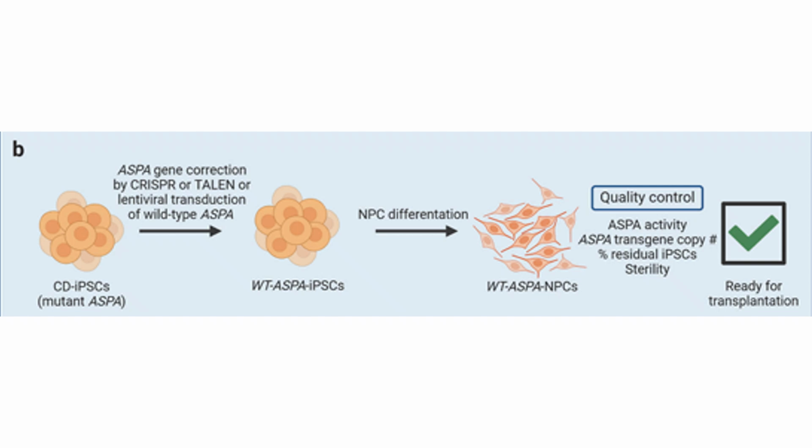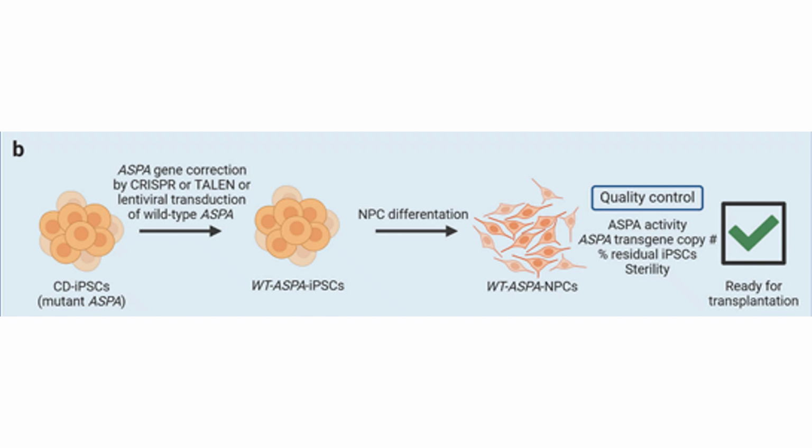Part B focuses on repairing the genetic defect and creating the therapeutic cell type. The patient-derived iPSCs are genetically corrected either by CRISPR, TALEN, or by introducing a functional ASPA gene through lentiviral transduction. After correction, these iPSCs are differentiated into neural progenitor cells, NPCs, which are the cells needed for treating Canavan disease.